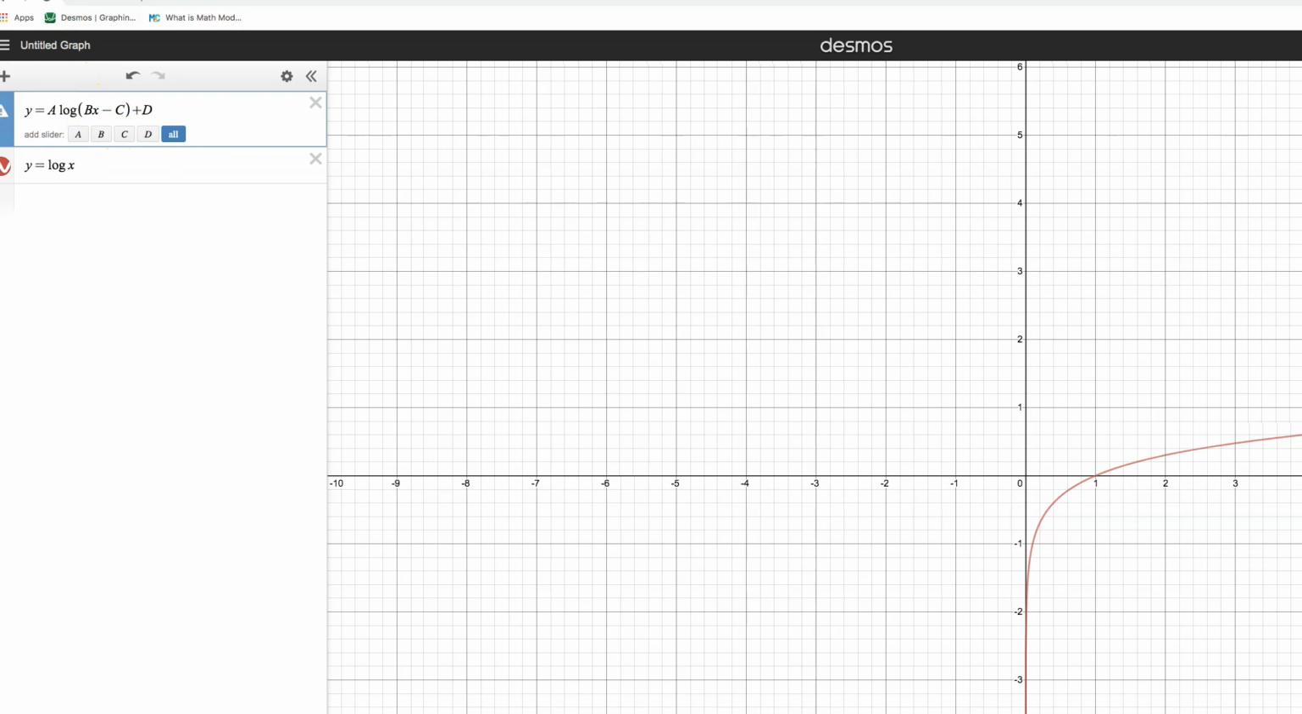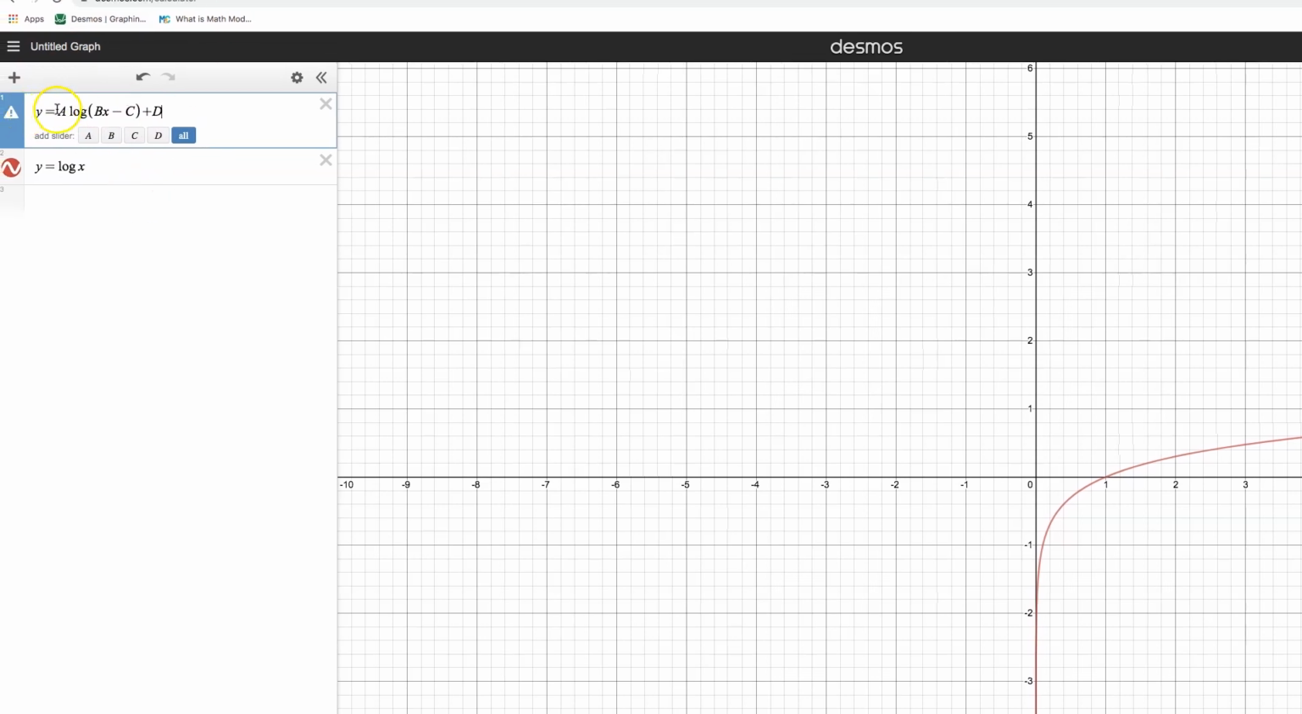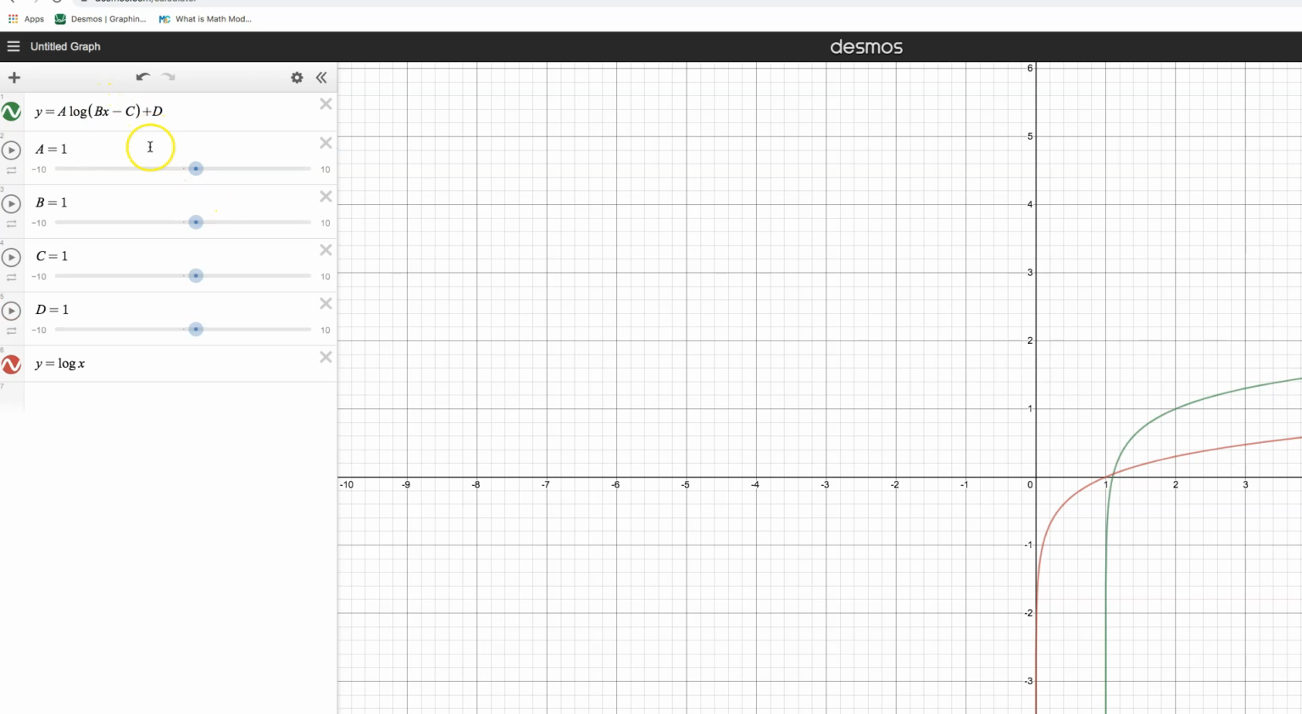If you enter a function with these parameters a, b, c, and d into Desmos and you're using y and x for your variables, it will know that you must mean these to be parameters and you can add them all as sliders. So I'm going to set these to a being 1, b being 1, c and d being 0 so we can see what happens.